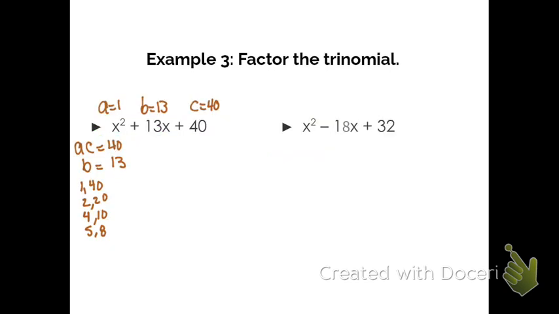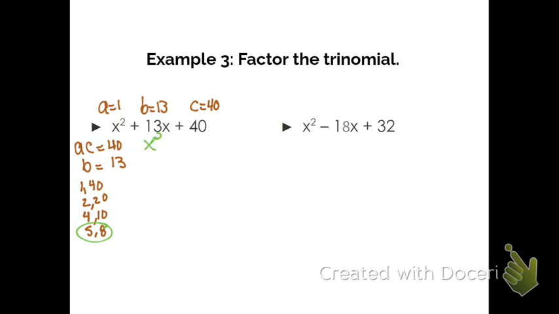All right, so here's my next one. A is 1, B is 13, C is 40. So AC is 40 and B is 13. I need to think of everything I can think of that multiplies to 40. So 1 times 40, 2 times 20, 4 times 10, 5 times 8. And I want to figure out which of those add up to 13. Well, the 5 and the 8 add up to 13.